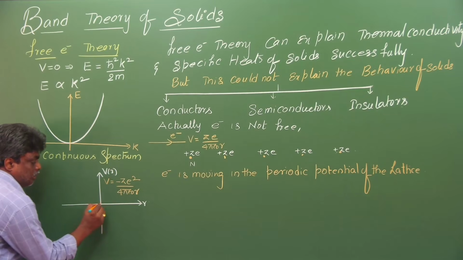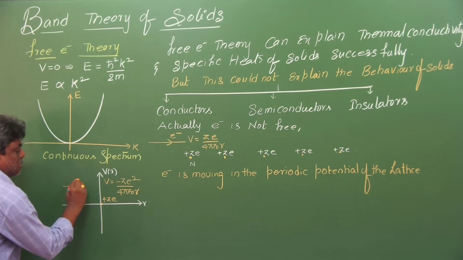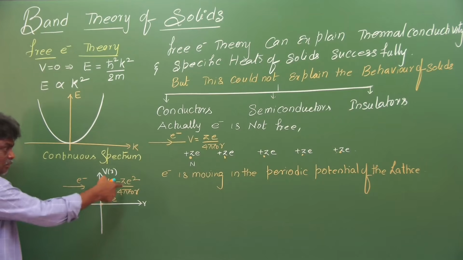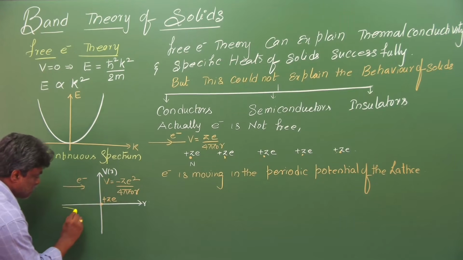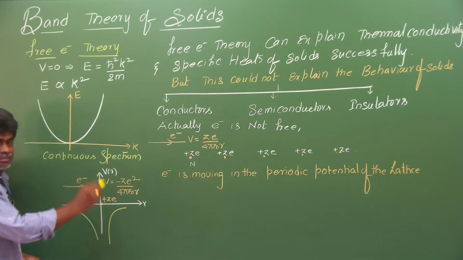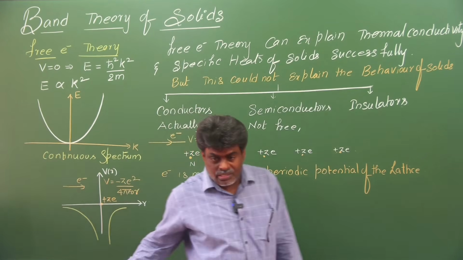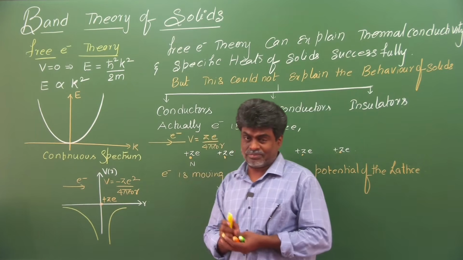And here we have the nucleus, plus Ze, and the electron is coming close to this nucleus. Then we have this interaction. Say yes or no. Then the graph will be attractive. That's why it is negative, like this. So this will be the potential curve at the nucleus.